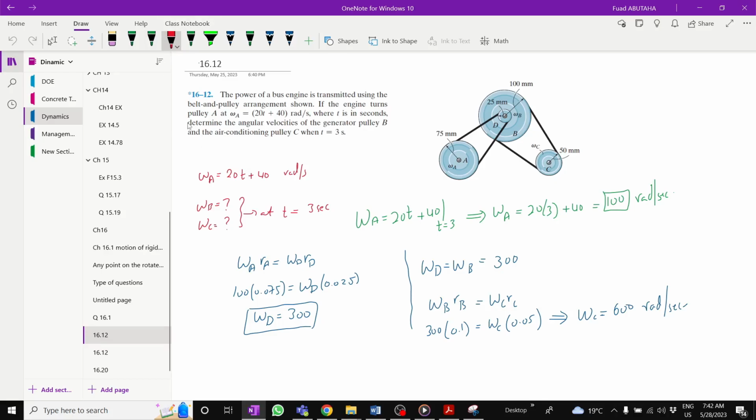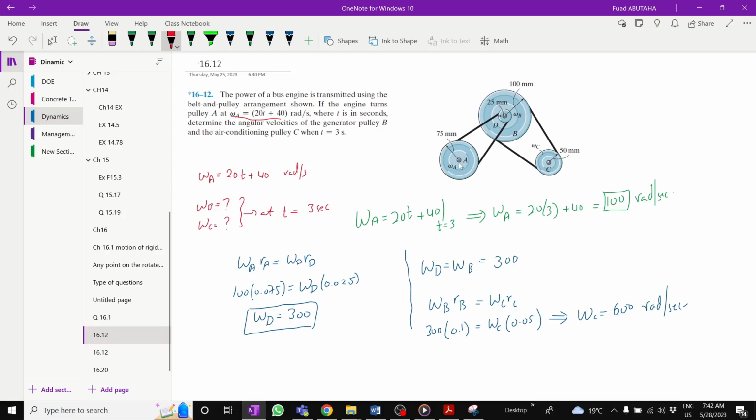Another example here, question 1612. He says that the power of a bus engine is transmitted using a belt and pulley arrangement as shown in this figure. If the engine turns pulley A, this one disc, you can call it pulley or disc or whatever you want, it is giving omega A as a function of time.